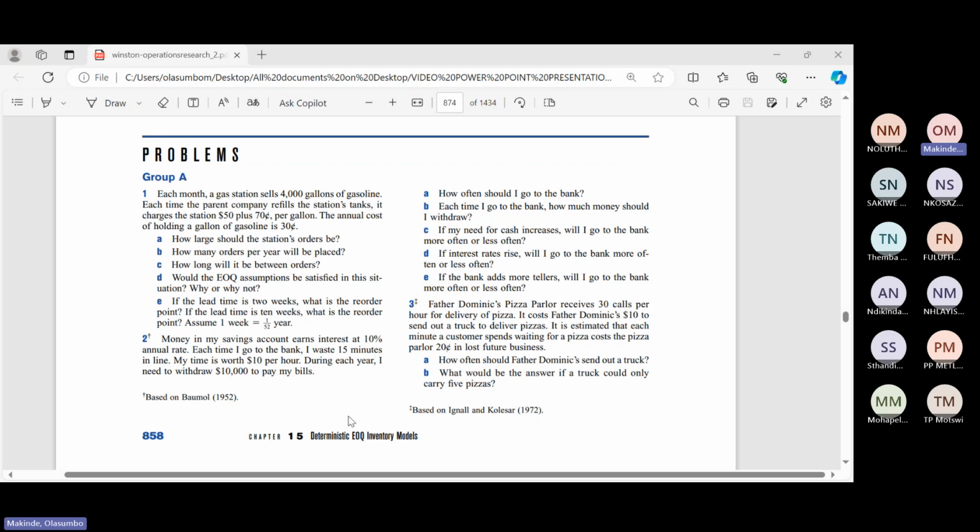They have worked out the cost of waiting, which is a function of maybe how many customers they lost over time, owing to their current waiting time to produce the order and get them delivered. They use that to calculate the cost of waiting, which they have calculated as 20 cents in lost future business. So the question now is, how often should Father Dominic send out a truck?